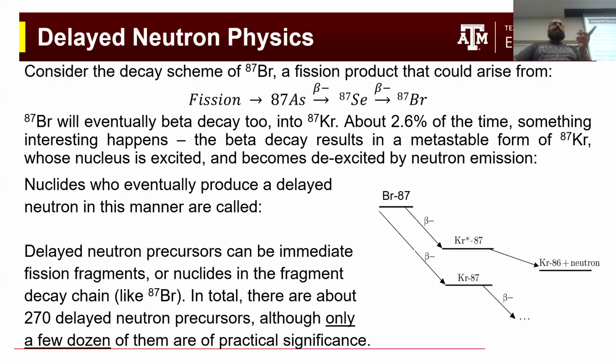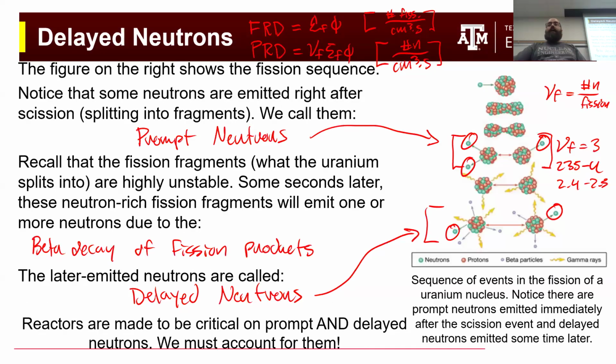Yeah, the prompt is greater than the delayed. Usually the number of prompt neutrons would be about 2 to 3, and then the delayed neutrons, you pretty much only get one each time.